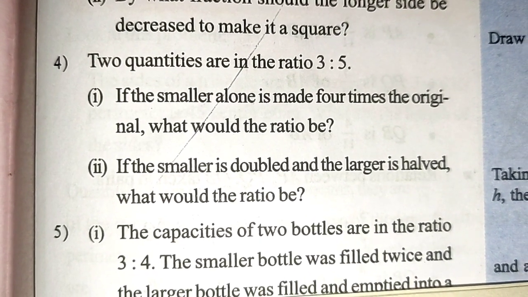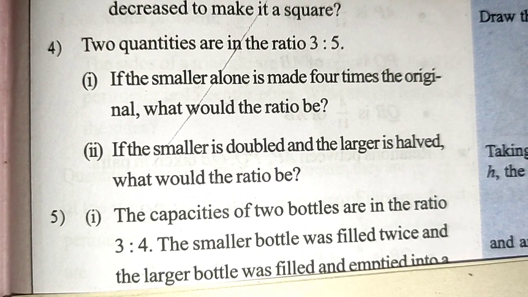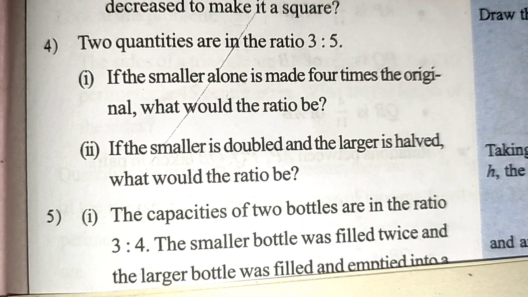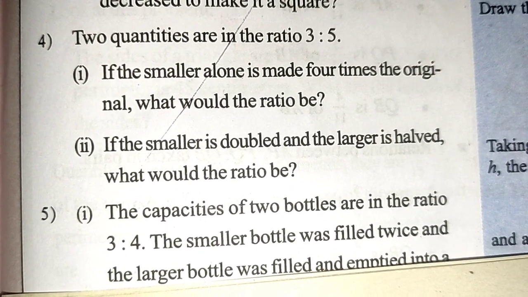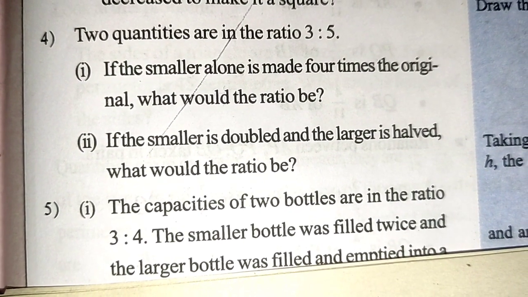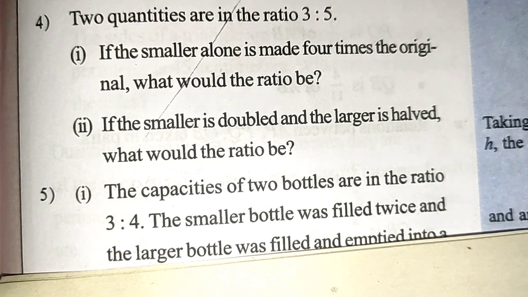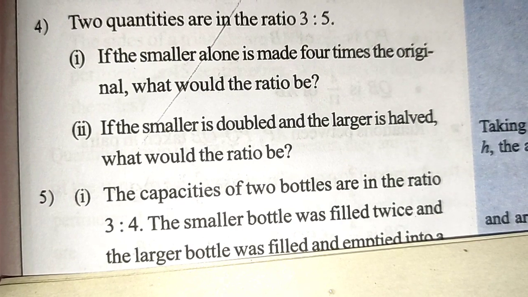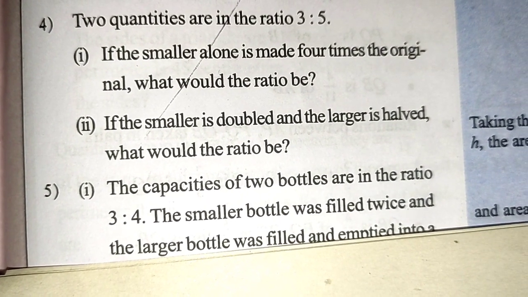Let us do the fourth problem. Two quantities are in the ratio 3:5. If the smaller alone is made 4 times the original, what would the ratio be? Second one, if the smaller is doubled and the larger is halved, what would the ratio be? Two quantities are in the ratio 3:5. If the smaller alone is made 4 times the original.